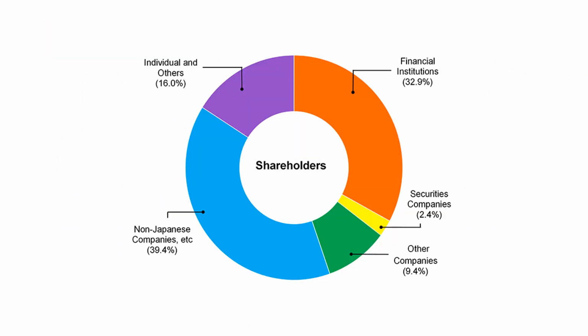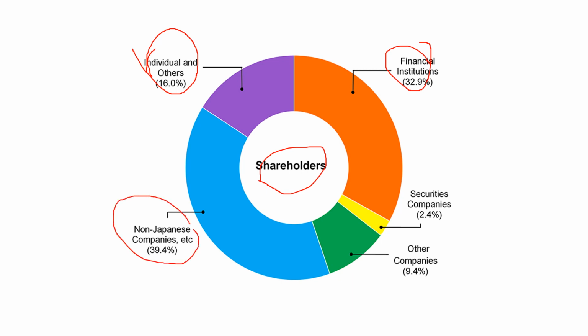Now if you can see over here, suppose this is a company and these are the shareholders. Suppose these individuals hold 16% of the shares in the company. Financial institutions hold 32.9% of shares. Non-Japanese companies hold 39.9% of shares. Securities companies hold this much of the shares, and other companies hold 9.4% of the shares in the company. So that means shareholders can be institutions also, entities also.